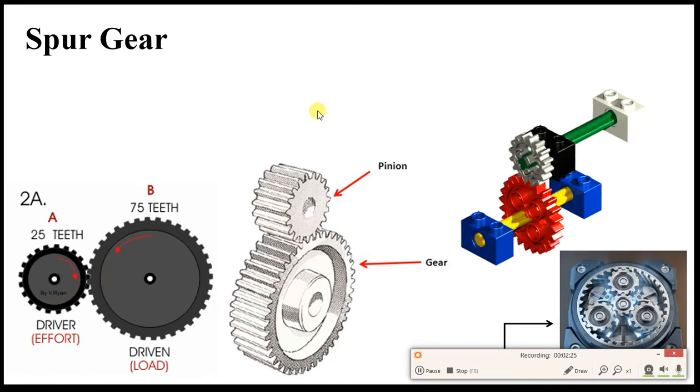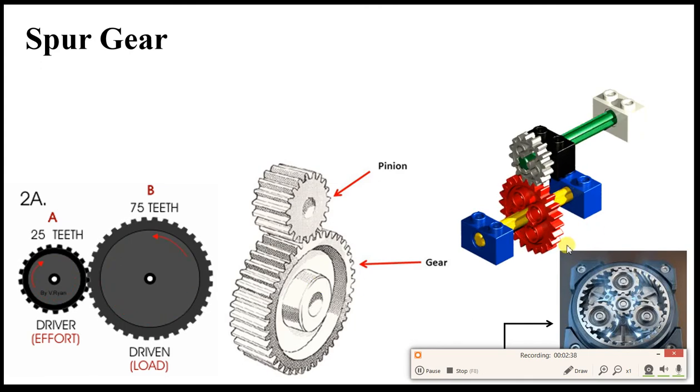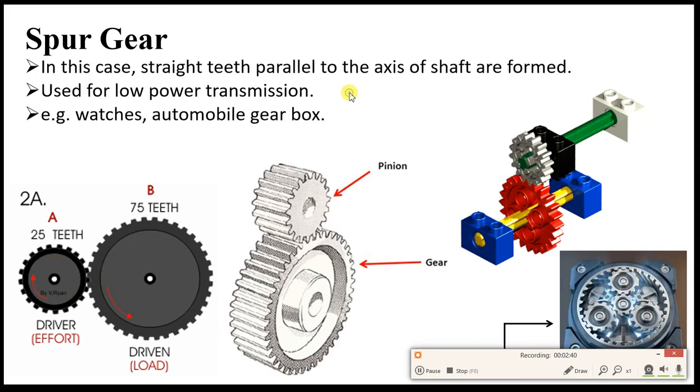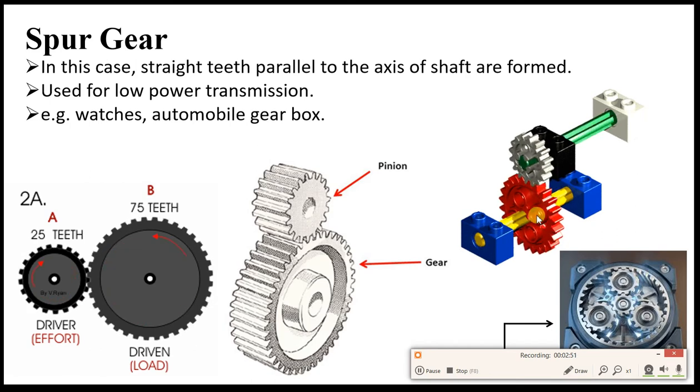So first is the spur gear. Now you can see this animation. One gear is engaged to another gear. Here also one gear is engaged to another gear. All this classification you can easily see. So what is a spur gear? These are the teeth of the gear. You can see on the circumference teeth are there. Teeth are going to engage with the other gear. Then when one gear rotates, the other gear will also rotate.